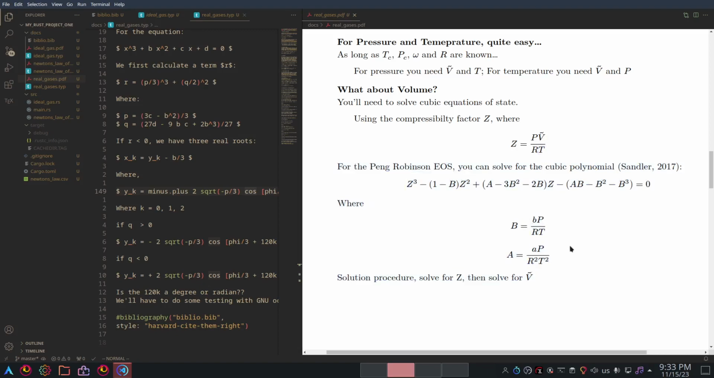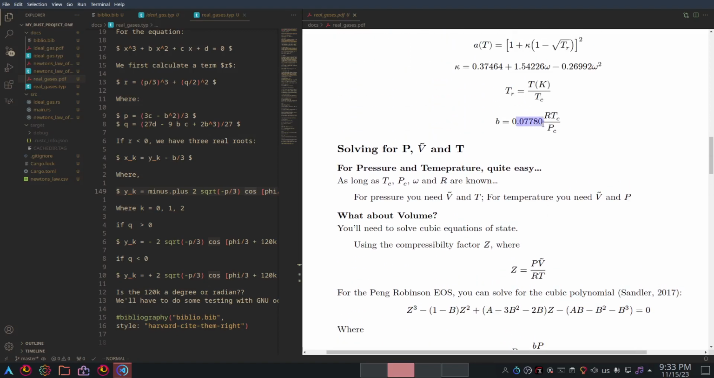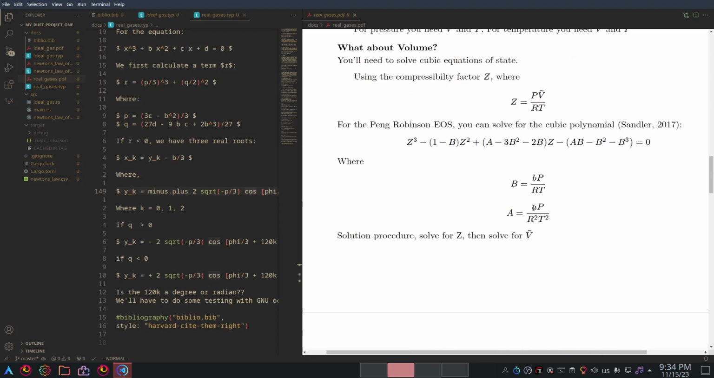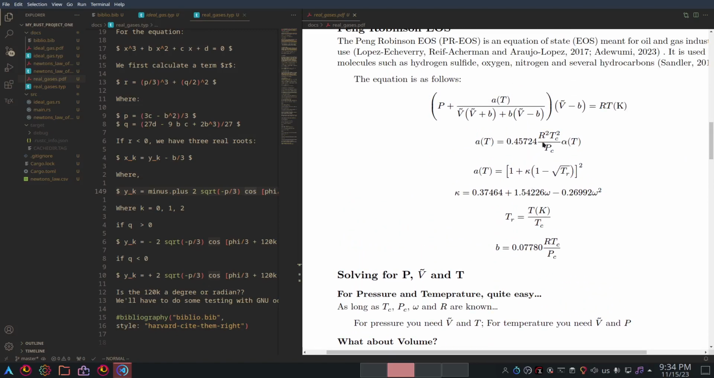So that is the z formula. You'll have to solve this cubic equation of z if you want to solve for volume using pressure and temperature. So it will be z times some coefficients, and you'll have this constant here. B equals small b P over RT. What's this small b? Small b is this right here. And A is big A times P over R squared T squared. So this is A of T.